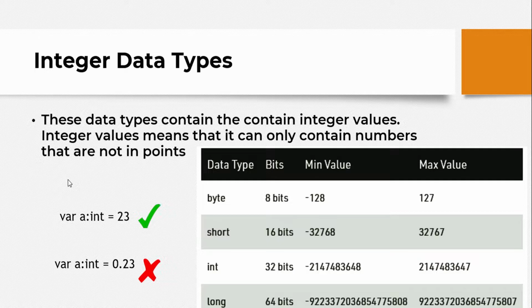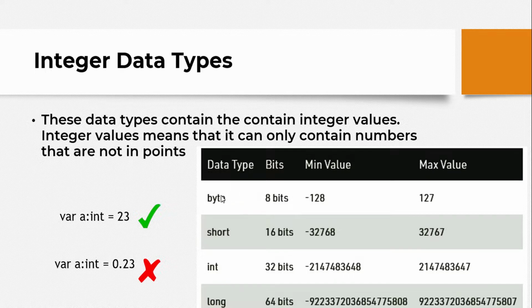So these can only contain numbers, and that too integer numbers. As you can see here, a is an integer data type, which is 23. Now, a value like 0.23 is not an integer, so it can't save the data of 0.23 in the variable. We can only save 23 as an integer data type.